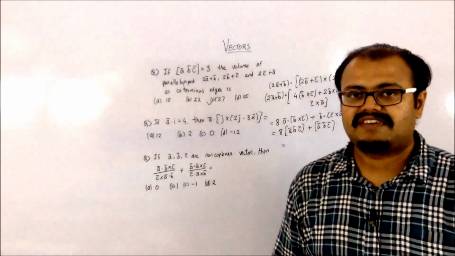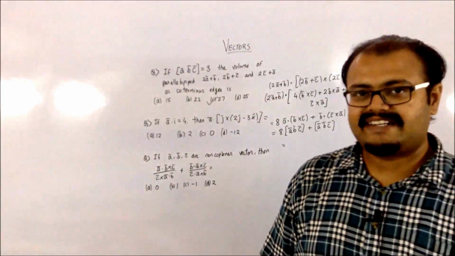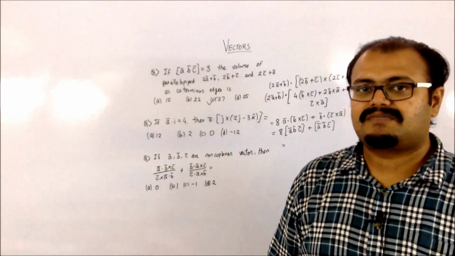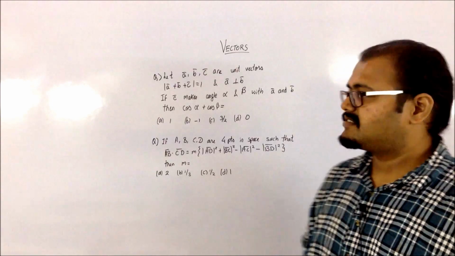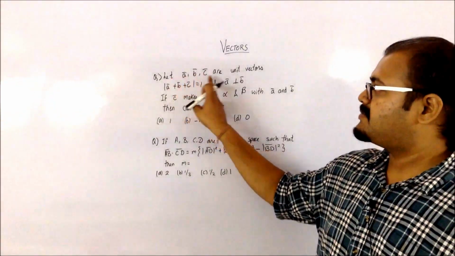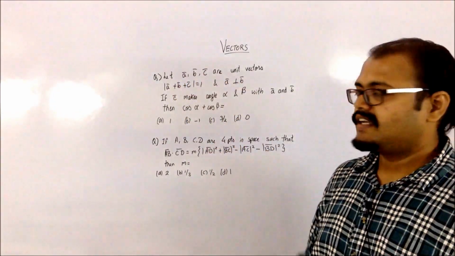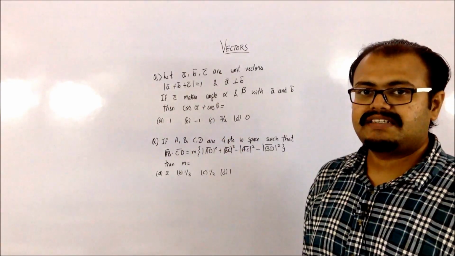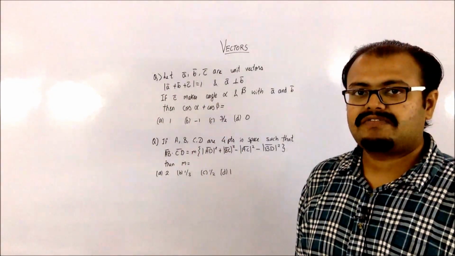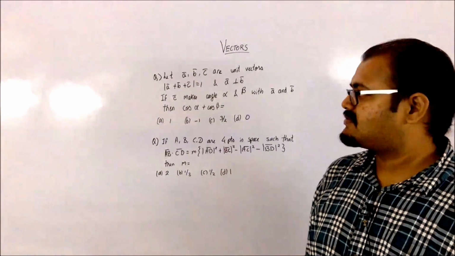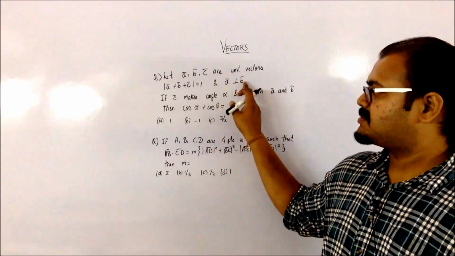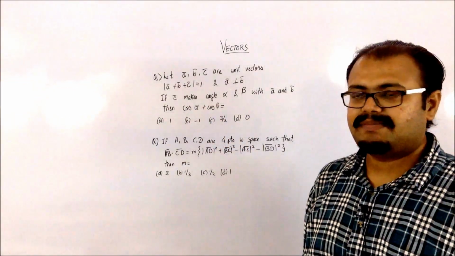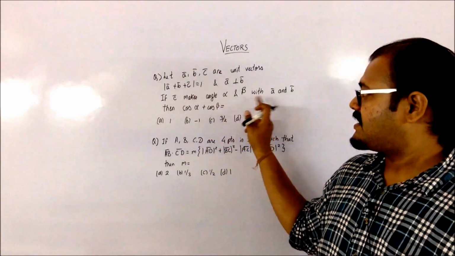So this is how you find the box product. It is quite simple once you understand what you have to apply and where you have to apply. Moving to the next question. They have given me that A, B, C are unit vectors in which the magnitude of A bar plus B bar plus C bar is equal to 1, A and B are perpendicular to each other, and C makes an angle with A and B, given as alpha and beta.